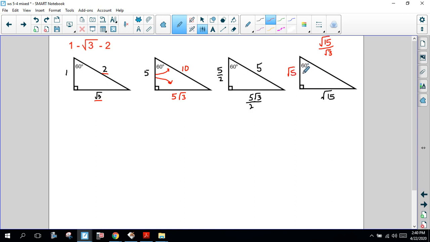And then going from the short leg to the hypotenuse, well, it's getting bigger. The key number is the 2. So I multiply by 2. So this length is going to be 2 radical 5.